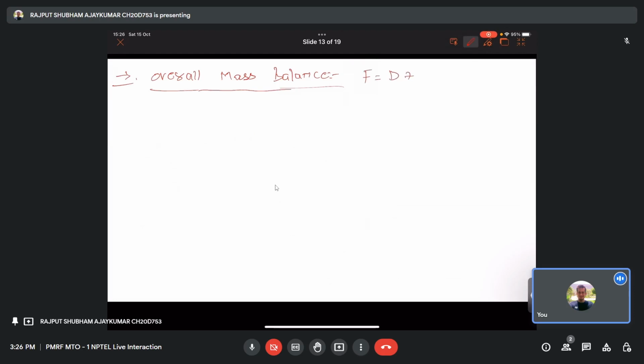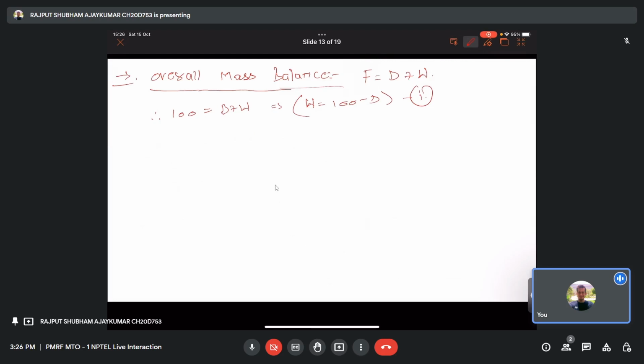What we usually write is W, that is the residue. Therefore, 100 we have considered as the molar flow rate of the feed, and F equals D plus W. Now we don't know the distillate and the residue flow, so we write in terms of one unknown, that is, if the distillate is D, the residue is 100 minus D. Now carry out the component balance.